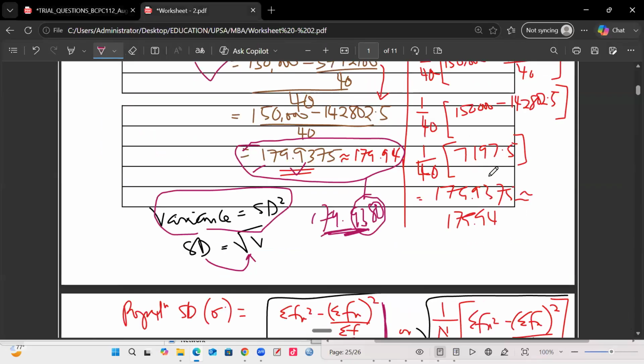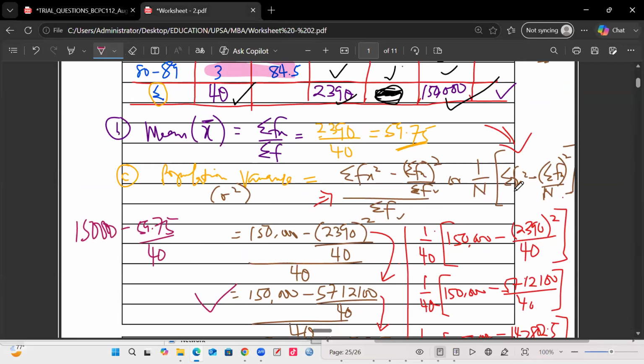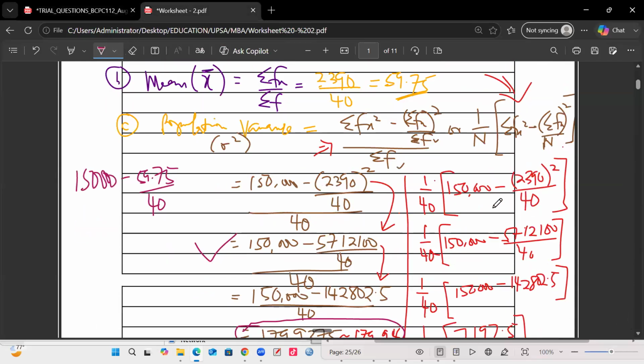So you could see that the one we used, I lifted the formula right from the formula sheet.